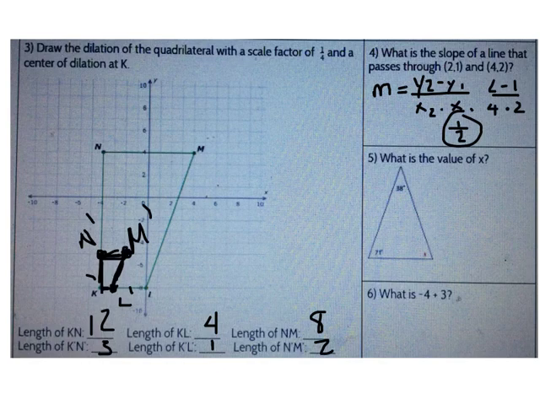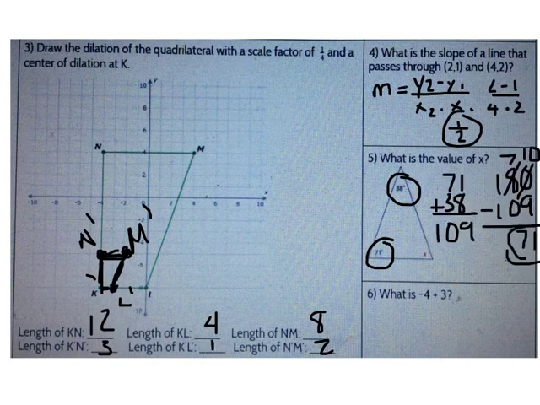Now let's find the missing angle in a triangle. Remember, all of the angles in a triangle add up to 180 degrees. So if one angle is 71 degrees and another is 38, what's the third angle? Go ahead and solve for the third angle now. The third angle is 71 degrees. 71 plus 38 is 109. 180 minus 109 is 71.